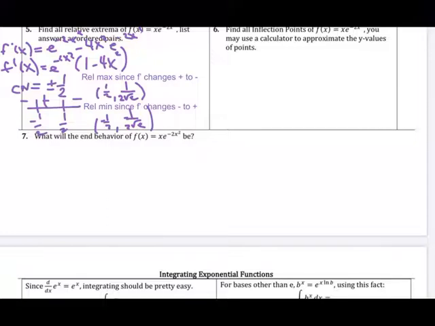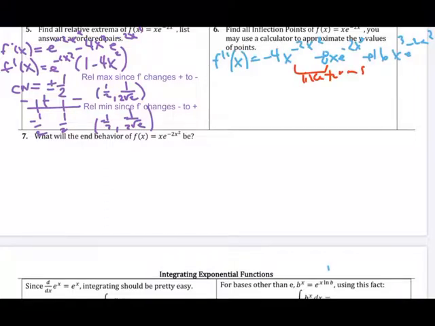For number 6, you're just going to find the second derivative and then find your possible points of inflection there. So go ahead and pause the video and do that. So there's our second derivative.